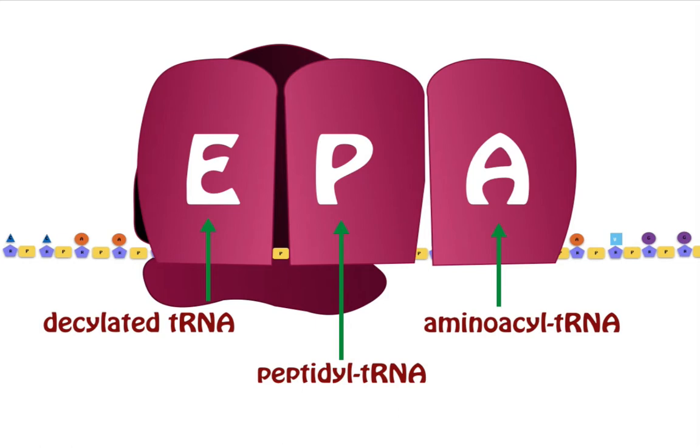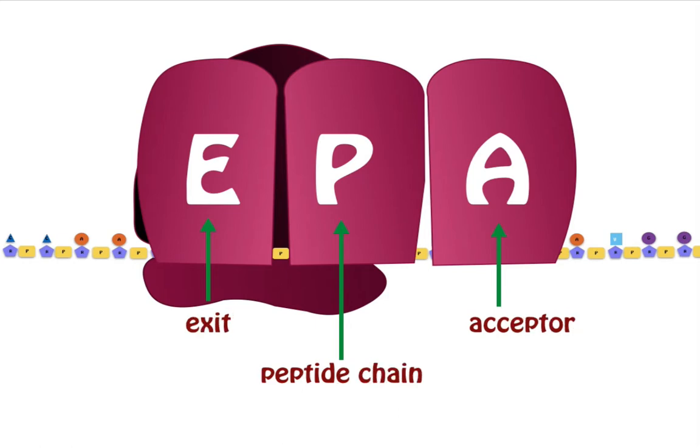Now, you don't actually have to memorize these technical terms. In fact, I've hopefully made it a little bit simpler for you in thinking of it this way. Your A site, think of it as your acceptor site. This is the site where the tRNA is accepted, and then your P site is your peptide chain. This is where the peptide chain is put together. So as protein synthesis occurs, you're always going to see the peptide chain grow off of the P site.